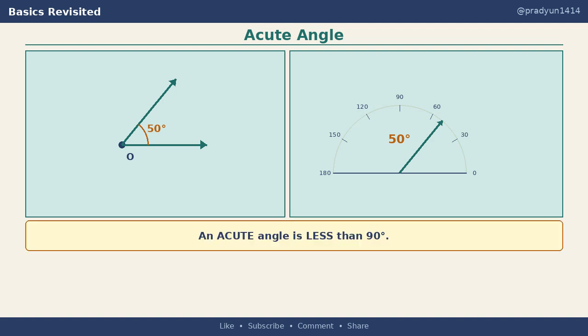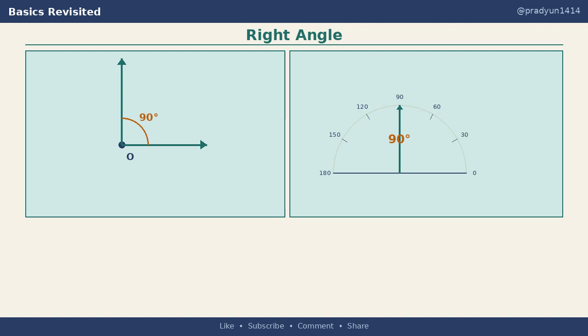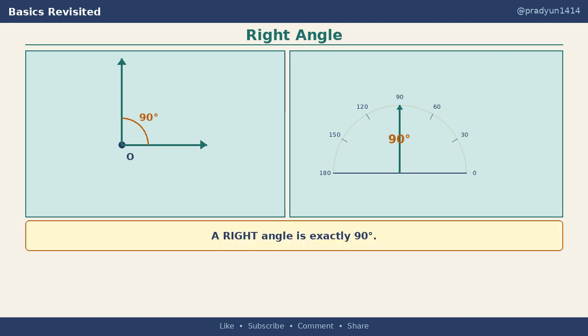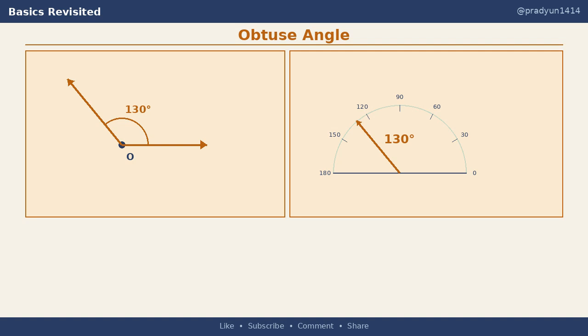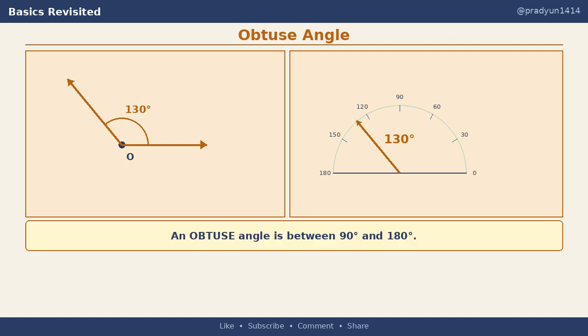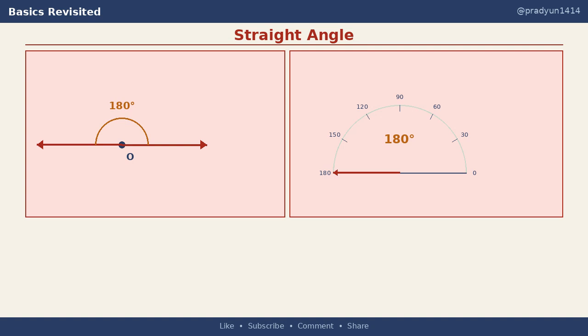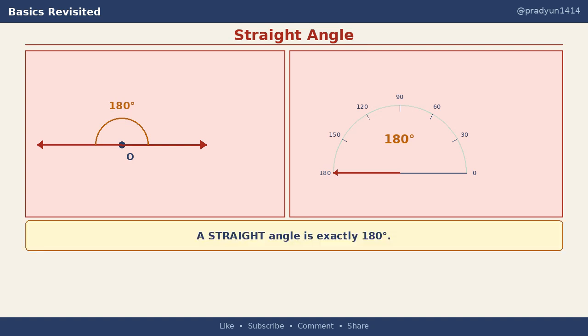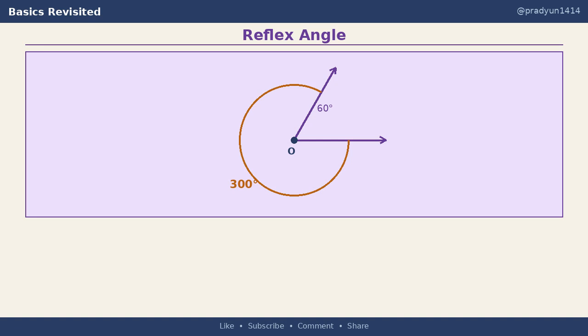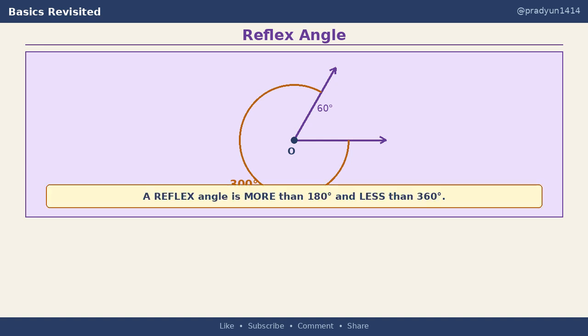An acute angle measures less than 90 degrees. It is sharp and narrow. A right angle measures exactly 90 degrees. We mark it with a small square at the vertex. An obtuse angle measures more than 90 degrees but less than 180 degrees. A straight angle measures exactly 180 degrees. The 2 arms form a straight line. A reflex angle measures more than 180 degrees but less than 360 degrees.